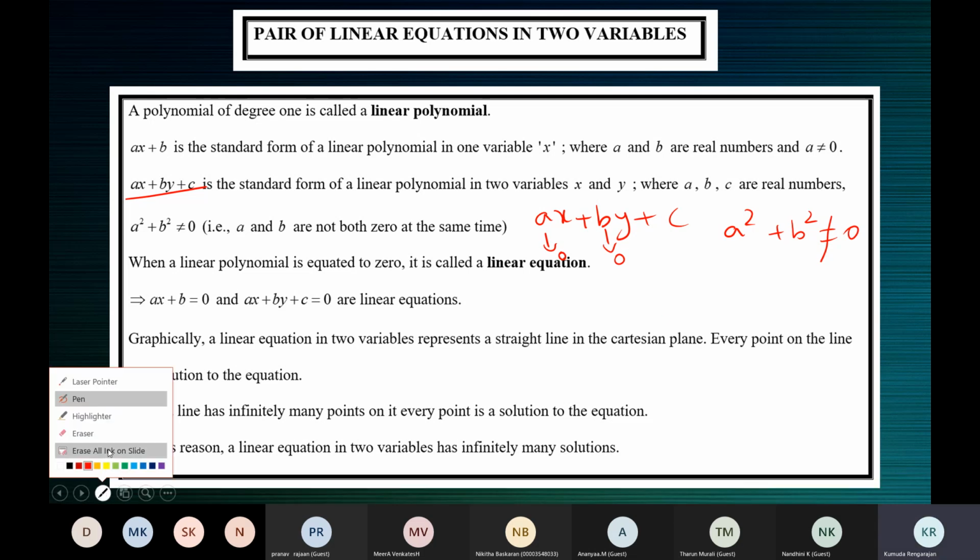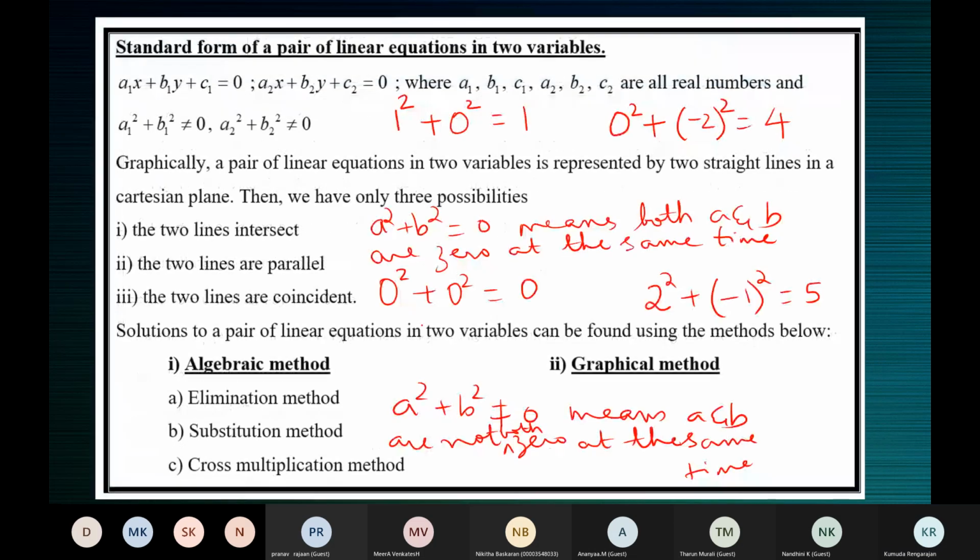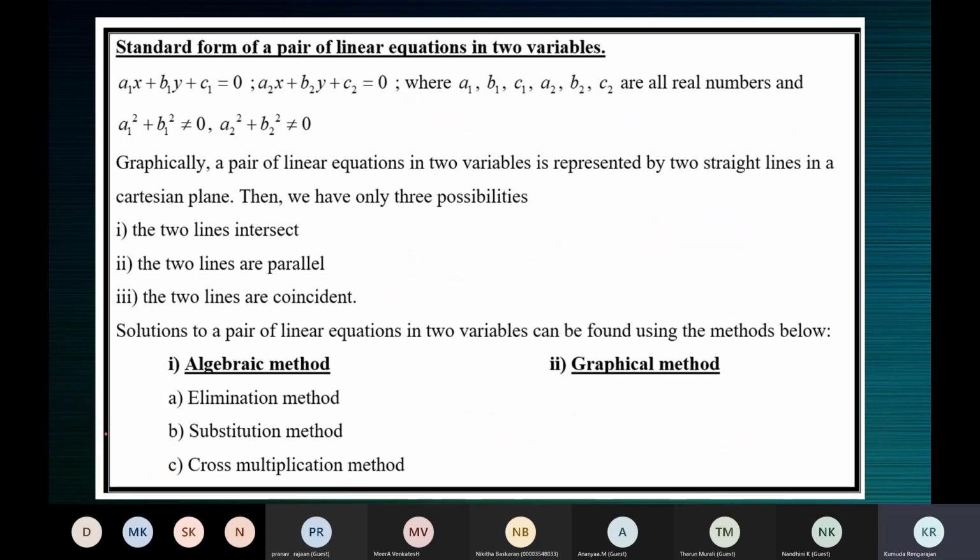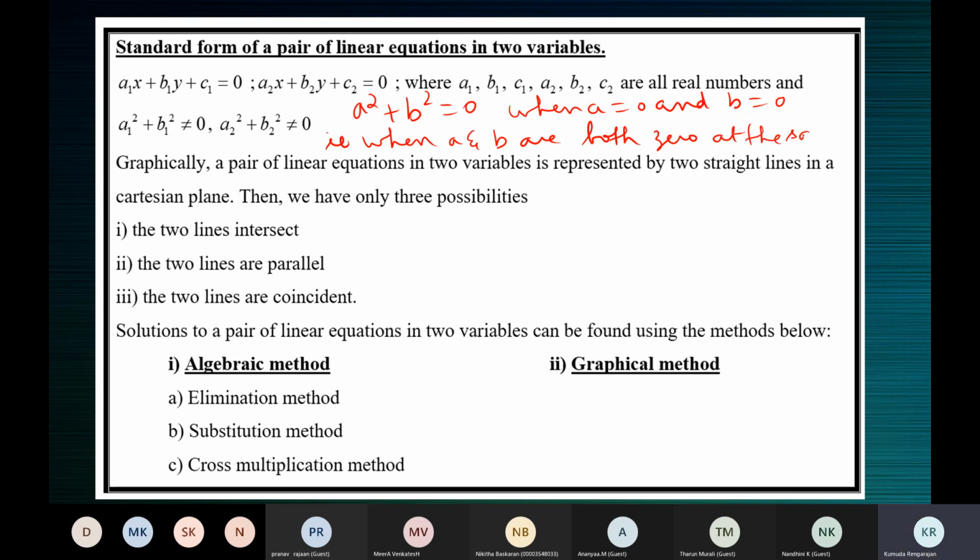You can just make a note of this. Let me write it again. a square plus b square is equal to 0. When is it 0? When a is equal to 0 and b is equal to 0. That is when a and b are both 0 at the same time.